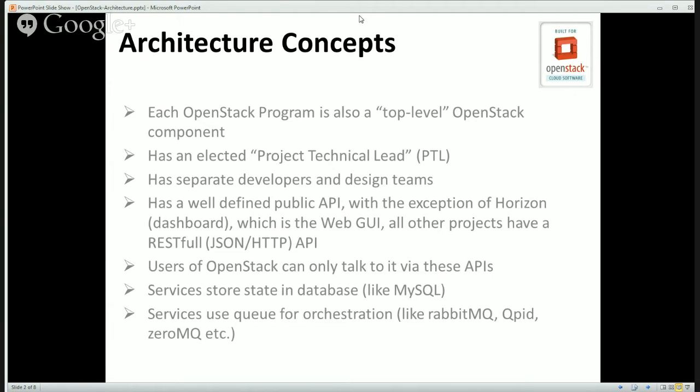All the different services store their state basically in a database. So the majority of the time you would see that database being MySQL. All the services use a queue for orchestration. So you could use different queues that are available to us, like RabbitMQ, Qpid, or ZeroMQ.